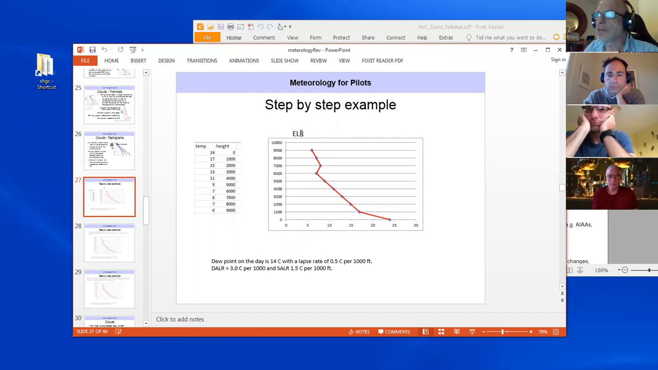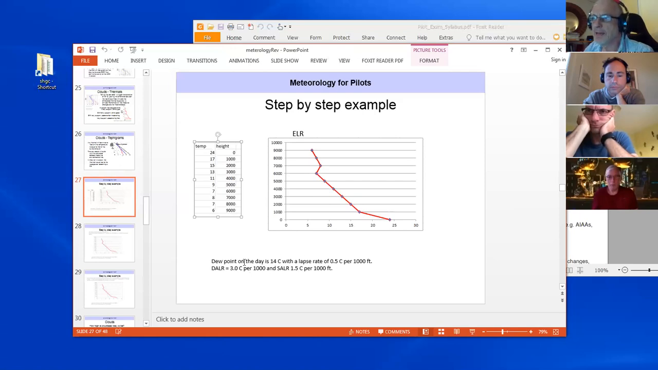So here we've basically got, this is just an invented set of figures. Here we've got temperature and height plotted on a graph. So at ground level it's 24, at 1,000 feet it's 17, etc. So this then gives us this line. This is our environmental lapse rate. These are our temperatures at different heights.